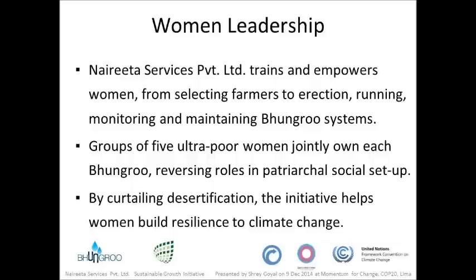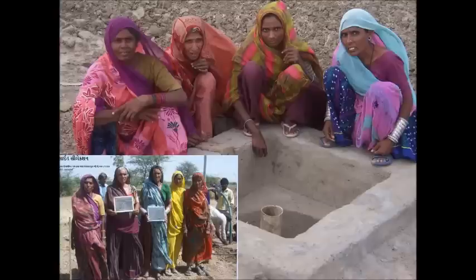So the idea is that we form groups of 5 ultra-poor women in each village, and these women are given complete training to install the Bhungroo, to oversee the construction. They learn how to monitor it, they learn how to fund it continuously, and most importantly, they are given legal authority to decide who gets how much water, because for farming communities, water is money, water is life.